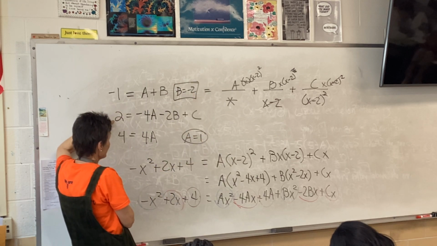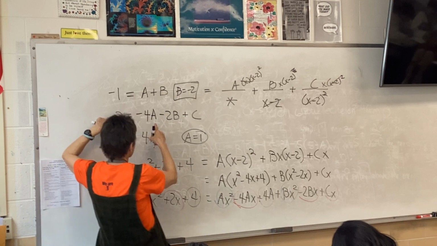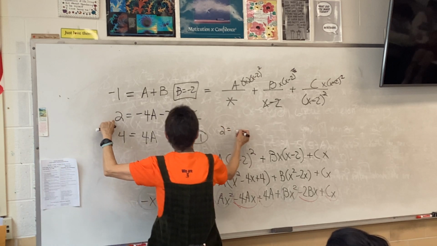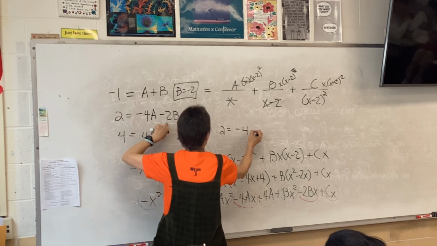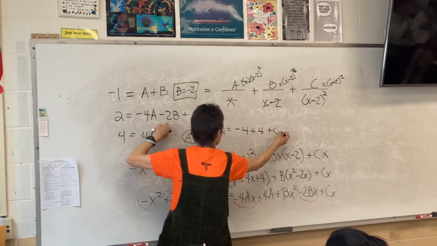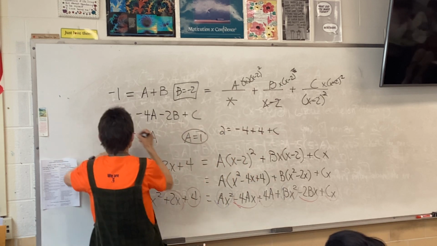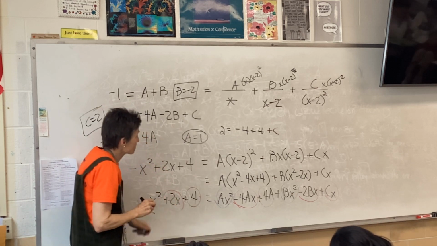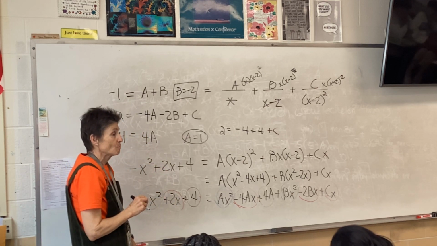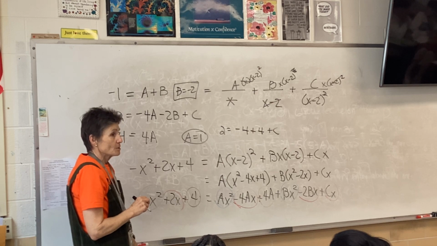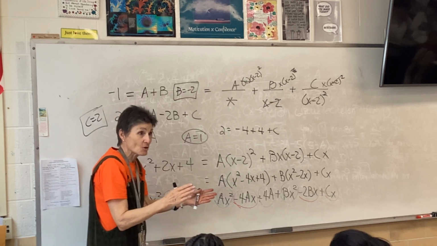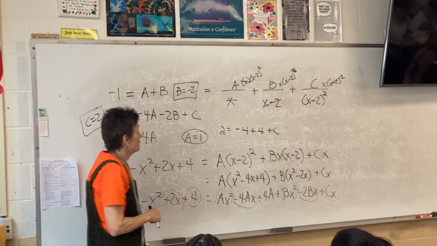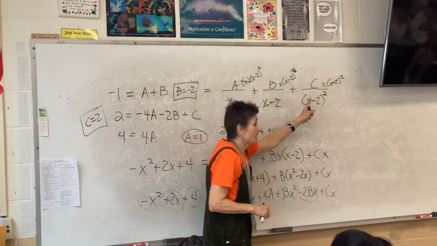And now here in the middle, let's see, a is 1, so 2 equals -4 plus 4 plus c. I think c is 2. Double check my arithmetic. Is that good? So then I'm ready to write my answer. I gotta use the framework that I started with.